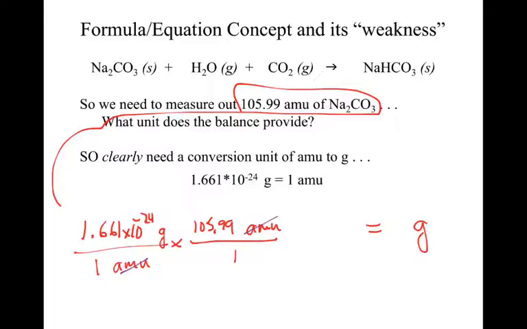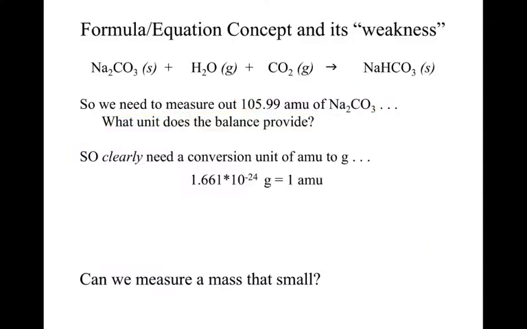And unfortunately, when I looked at that magic answer, this number is going to be kind of tiny. It's going to be so tiny that it's not actually going to measure on my balance. Our balances are kind of nice, and they will measure down to 10 to the minus 4. So we're only off by 20 orders of magnitude. So something's gotta change here. We can't measure a mass that small. So we've got a bit of a problem here.